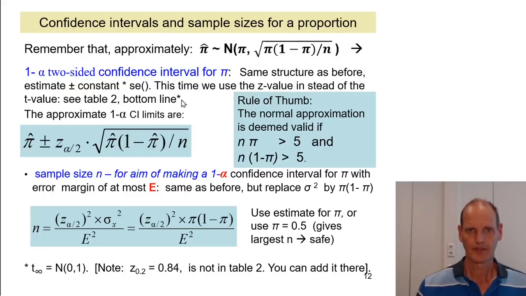I mentioned before table 2 bottom line, where you can find the z values or the standard normal quantiles. Well, the t with infinite degrees of freedom is the same as the standard normal distribution. Another note, in the book you will not find z 0.2, which we sometimes use. It is equal to 0.84, and you can write it in your book as an extra value, so that if it is needed in the exam, you don't have to go to table 1, but you can simply look it up here.